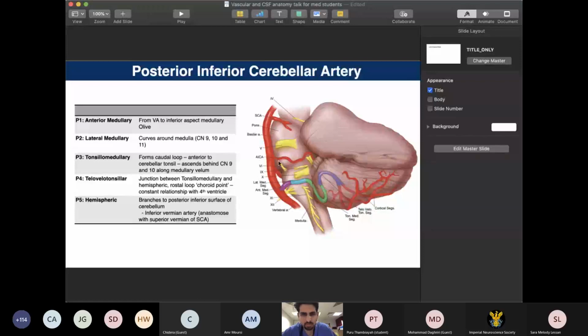With trigeminal neuralgia, if you've got a neurovascular conflict, that's usually because of an SCA loop causing a neurovascular conflict with the fifth cranial nerve.